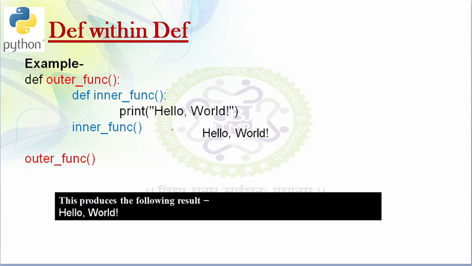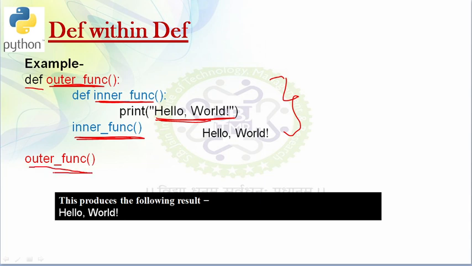Here I have defined one definition and its name is outer function, and in that outer function I am defining one inner function named inner_func, and here I am printing hello world. Okay, so after that, I am calling my inner function, and for getting this outer function to be executed, I have to call it from the outside. So from the program I am calling the outer function.